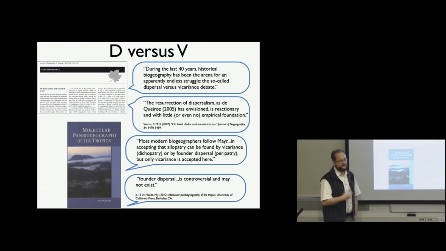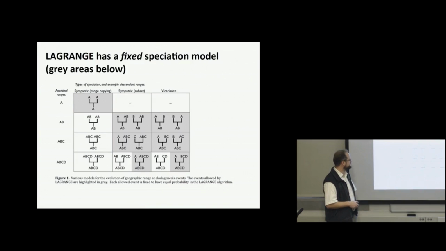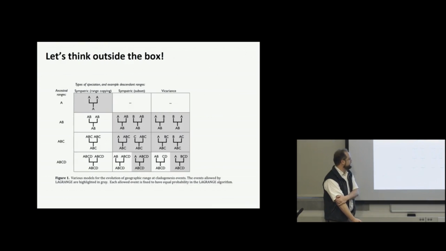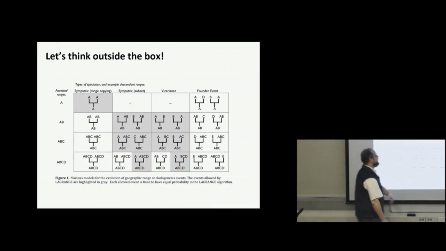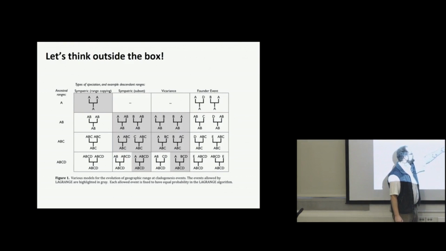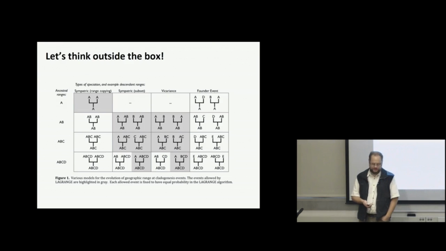I'd like to test this, right? I don't just want to make an assumption at the beginning and run your method. You want to be able to test this idea. So all we have to do is, here are the cladogenesis events allowed by Lagrange. If we think outside the box here, we can just add a new class of events. And these are founder events. All you have to suggest is that you have an ancestor, and at speciation, one of the lineages jumps to a new area outside of the range of the ancestor. There are variations on this depending on how widespread the ancestor was. But all you're suggesting is essentially that one of the lineages jumped to a new area at speciation.